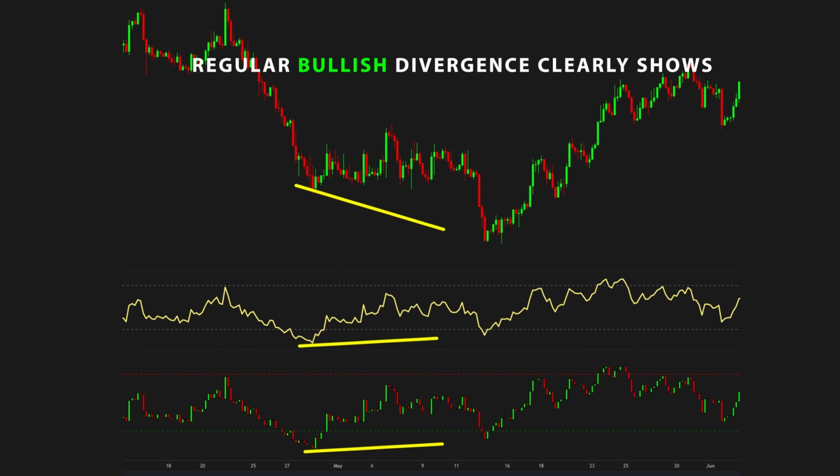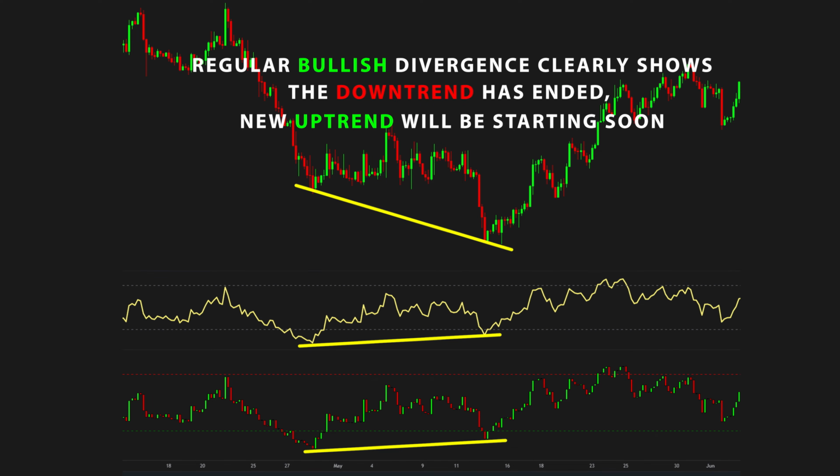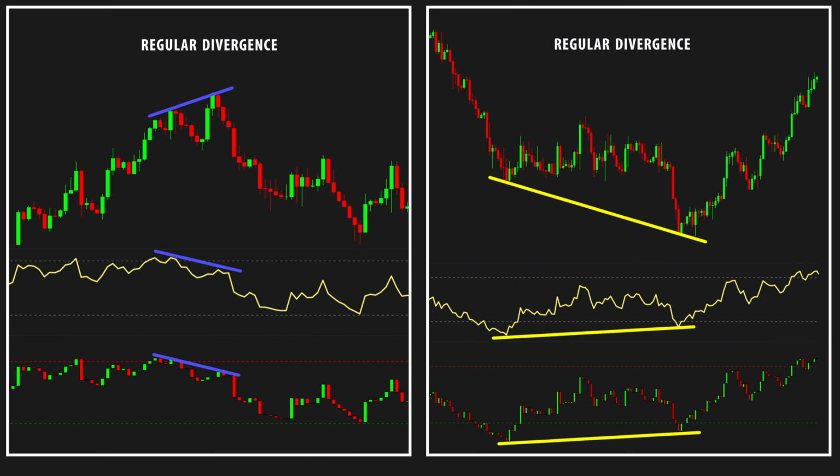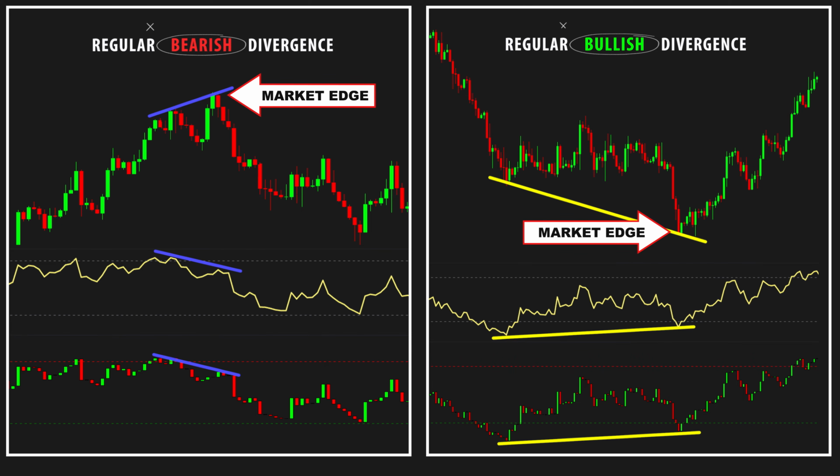Regular bullish divergence clearly shows the downtrend has ended and a new uptrend will start. The oscillator signals to us the momentum is starting to move upward. Even though the price has made a lower low, market is more likely to go up than to keep going down. Regular bullish or bearish divergences are used to detect market reversal points. This is the market edge I mentioned at the beginning of the video.